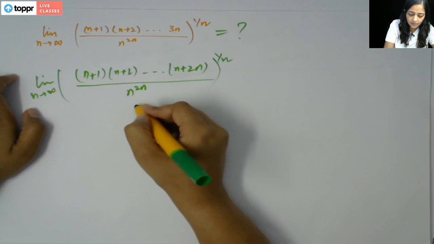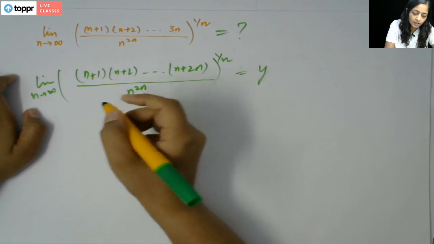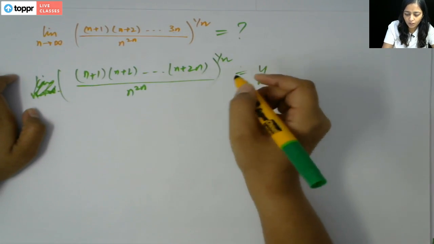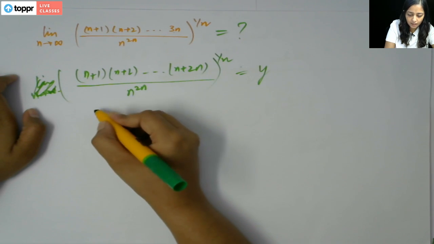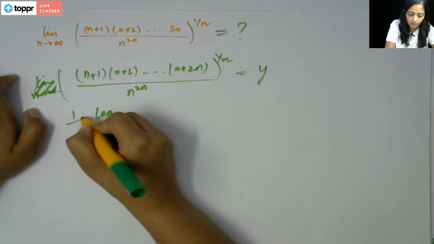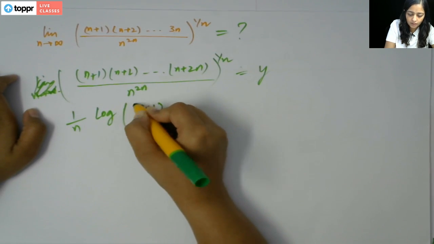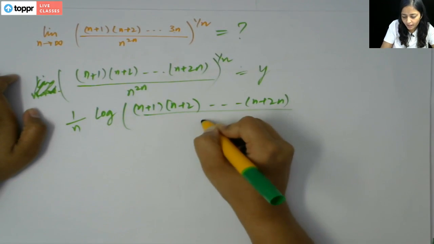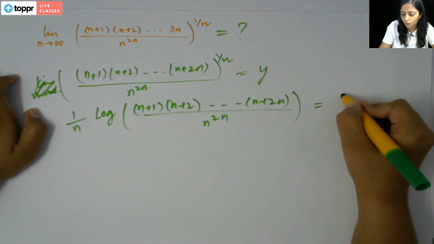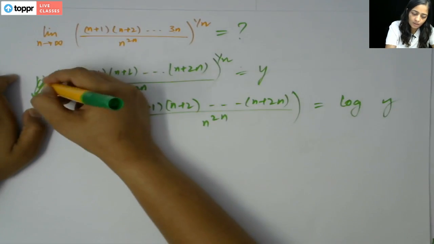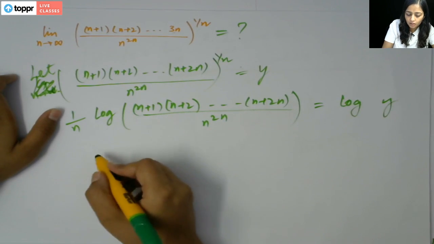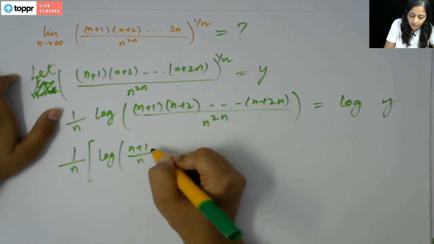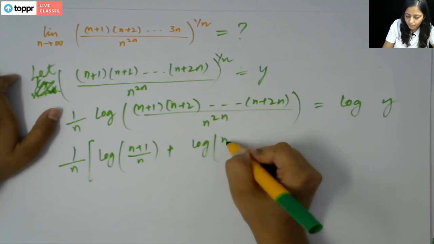Now let's say this term is equal to y, and now let's take log on both the sides. So we have 1 by n log of (n plus 1)(n plus 2)...(n plus 2n) by n raised to the power 2n is equal to log y. Now we can write it as 1 by n, log of (n plus 1) by n plus log of (n plus 2) by n.